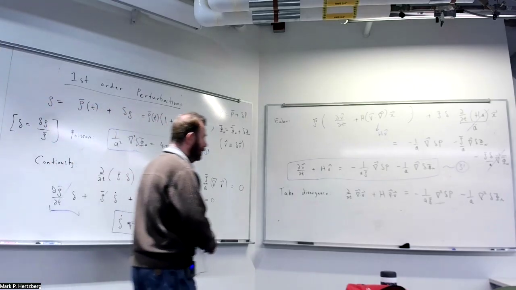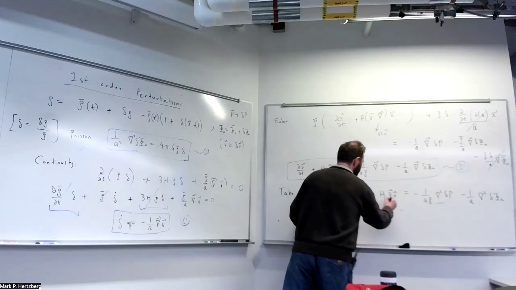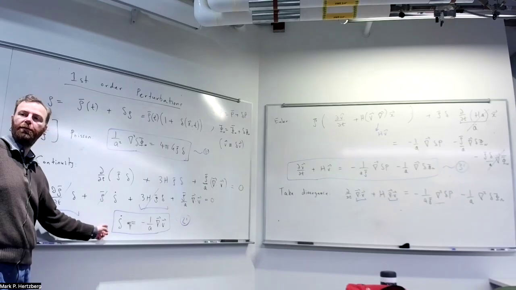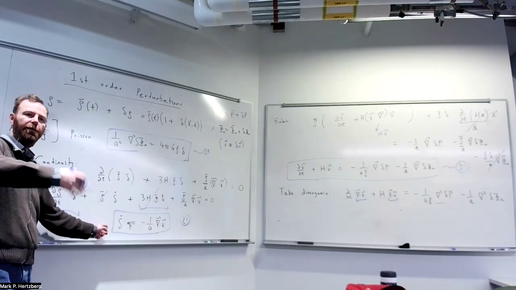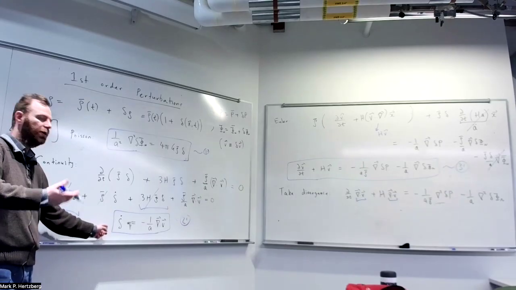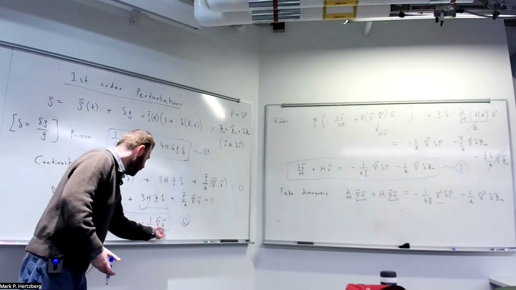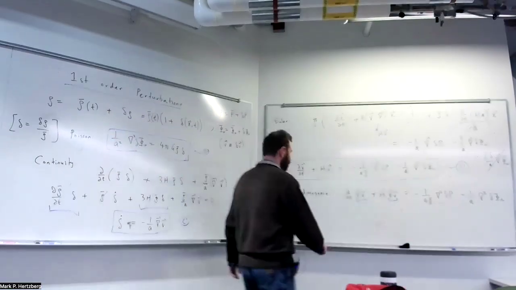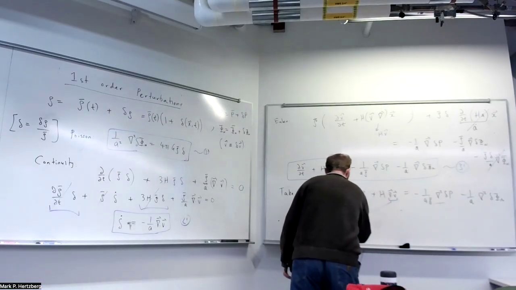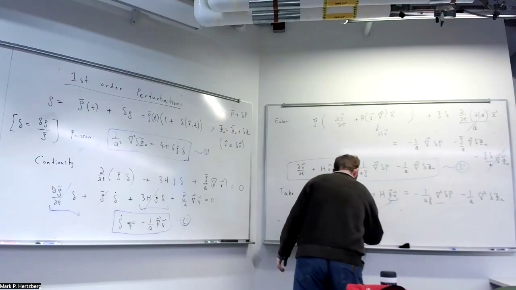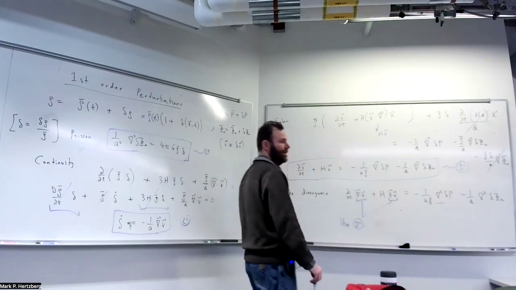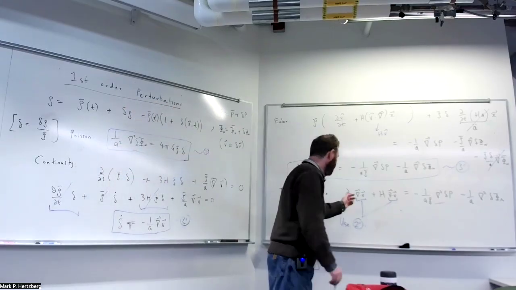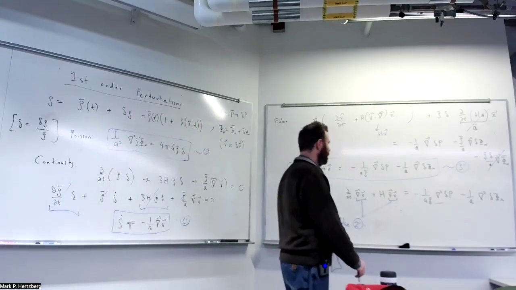Wherever you have a div v, here and here, you just use the perturbed continuity equation. We're going to eliminate velocity in favor of the density fluctuation, density contrast delta. So you just replace div v by minus a delta dot. Basically here you're going to get some delta double dot and a single delta dot.